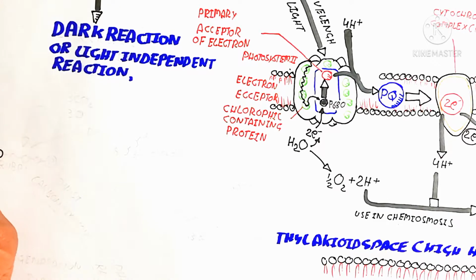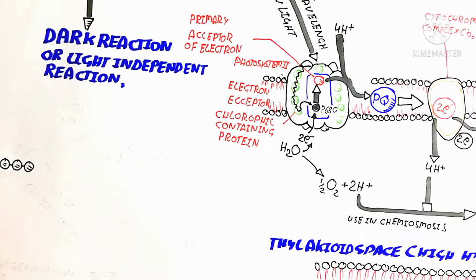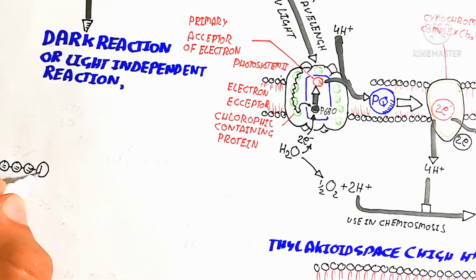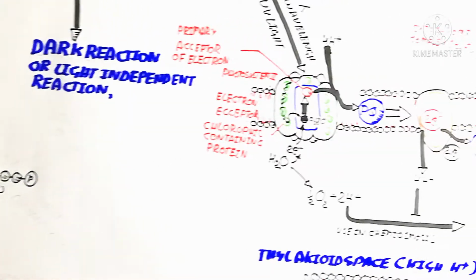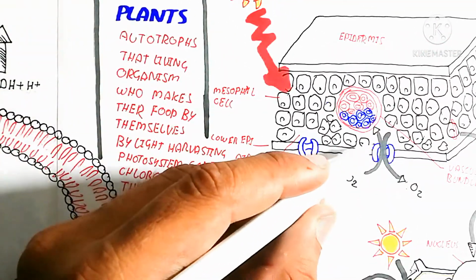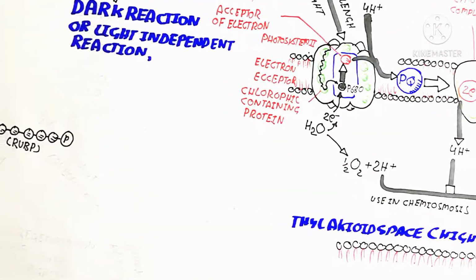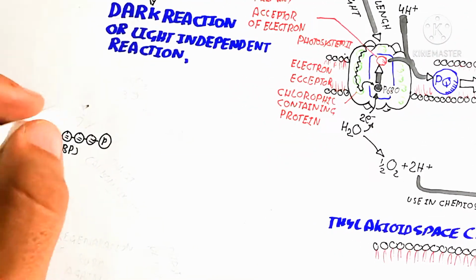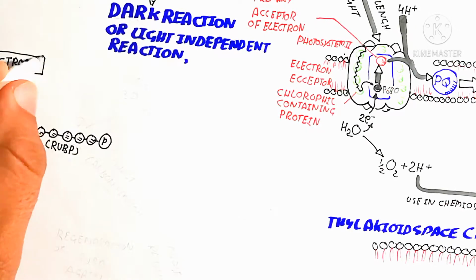And here is the dark reaction, or light-independent reaction. A dark reaction means it does not depend on light directly, but depends on it passively, not actively, because the light reaction gives the ATP and NADPH. So let's talk about how carbon dioxide and oxygen are exchanged. The carbon dioxide moves inside the plant, so it goes into the cell.